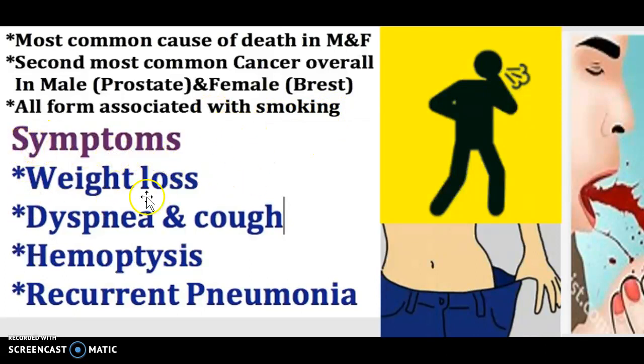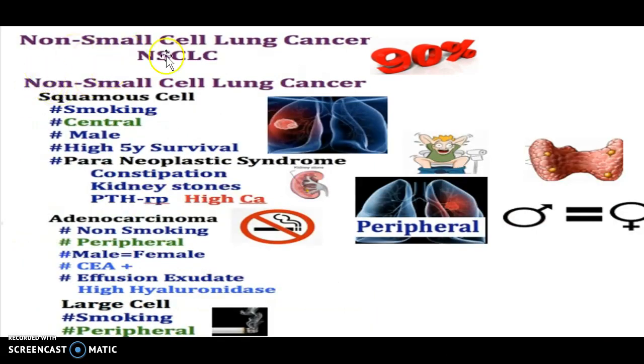Major symptoms we're looking at are weight loss, dyspnea, which is shortness of breath, coughing, hemoptysis, which is the coughing of blood, and recurrent pneumonia. Starting with non-small cell lung cancer, there are three major ones: squamous cell lung cancer, adenocarcinoma, and large cell.